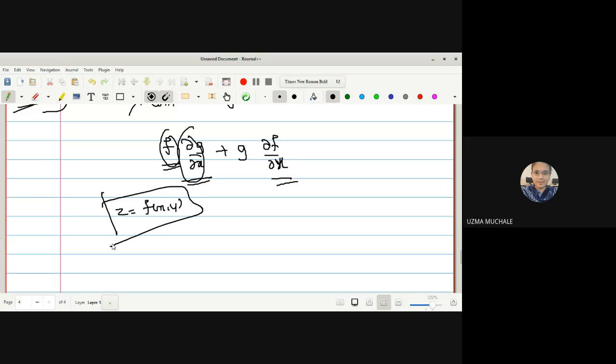Okay, just tell me what is a partial derivative or how partial derivative is applied for this function. And then we'll come to the geometric interpretation.